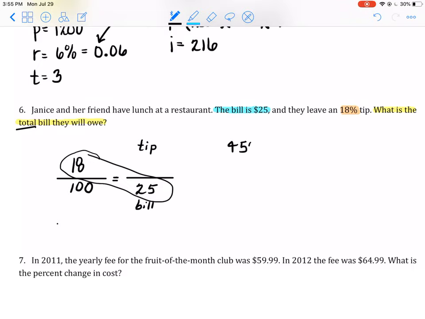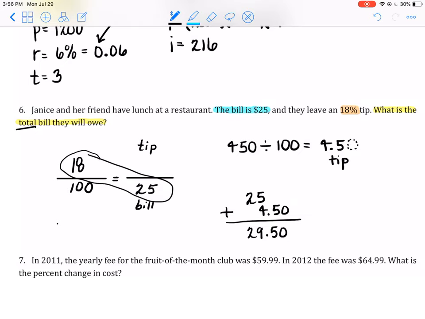It is $450 divided by 100. So $4.50 is the tip. So I'll look back at my question, bare bones, and that's not the question. It doesn't say what is the tip. It says what is the total. So we have to add the $25 plus the $4.50. And you will end up with $29.50 for the total bill.